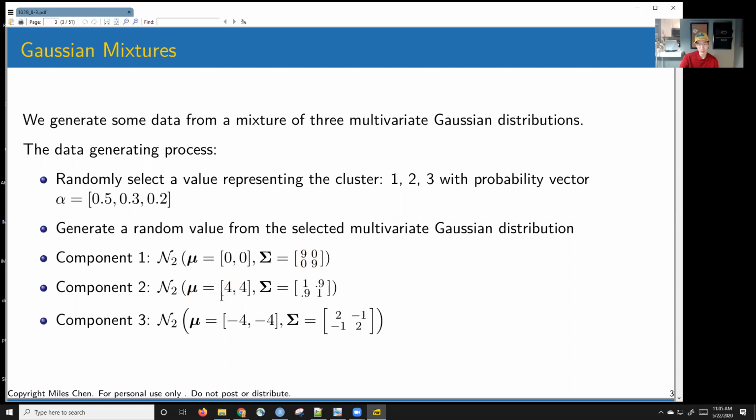So x1 and x2 have high covariance between them, a covariance of 0.9, and their variance is 1. Then component 3 is centered at -4, -4. Its variance is 2, and it's got a negative covariance of -1 here. So there's a negative covariance there.